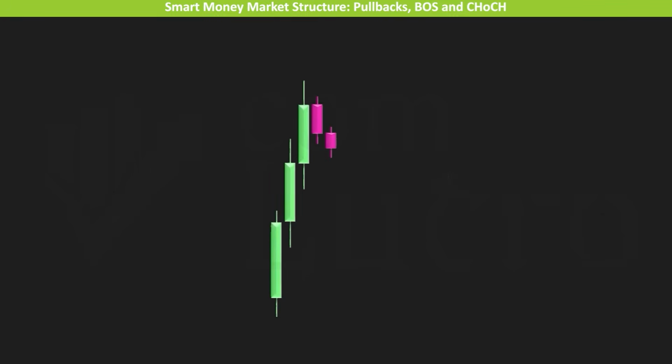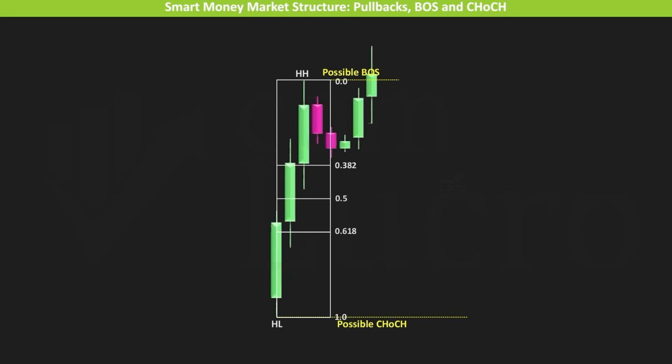Now let us move to the third and final criterion that helps us define a valid pullback: the depth of the retracement. In the ComLucro framework, pullback and retracement mean the same thing. Consider this example of an upward impulsive leg. After the impulse, price forms two retracement candles. But this pullback does not reach the 38.2% Fibonacci retracement level. Because this minimum depth is not achieved, this retracement is considered invalid.